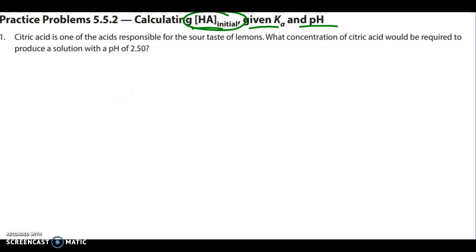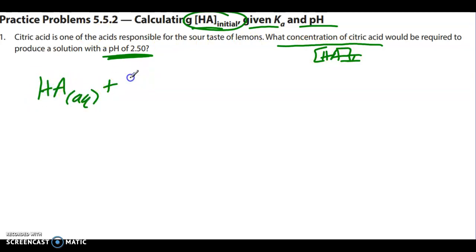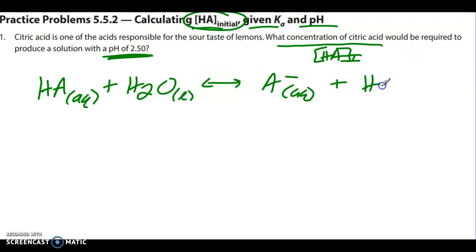So let's take a look at what we are doing here. Okay, so citric acid is one of the acids responsible for the sour taste of lemons. What concentration of acetic acid, so we want our initial of our weak acid, would be required to produce a pH of this? Okay, so I'm just going to use HA for short for citric acid. Really, it's just representing a weak acid, just to kind of write down what's going on here. And we'll have citrate and hydronium, right?